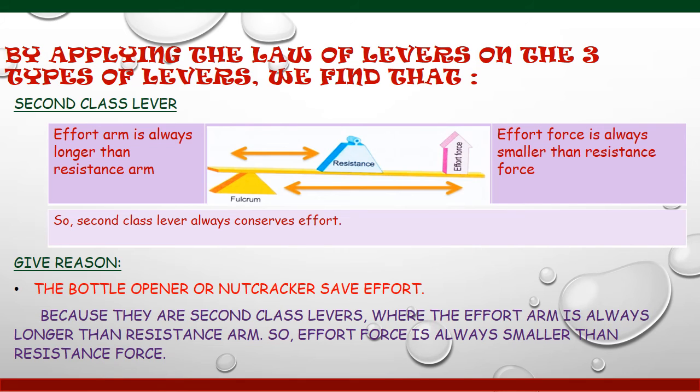Let's talk about the second class lever. In the second class lever, the resistance is in the middle, between the effort force and the fulcrum. In this case, you can see in this image, the effort arm is longer than the resistance arm. So always in the second class lever, the lever will save the effort force.